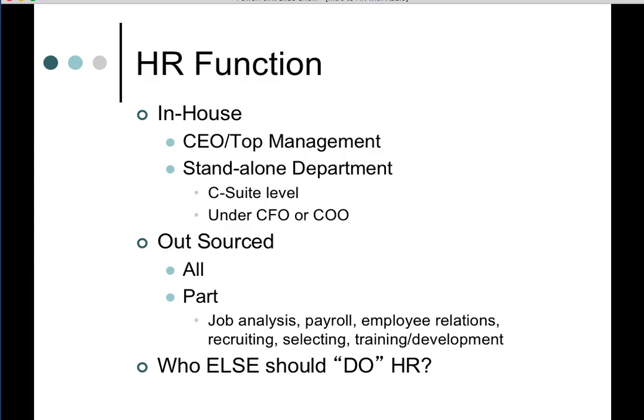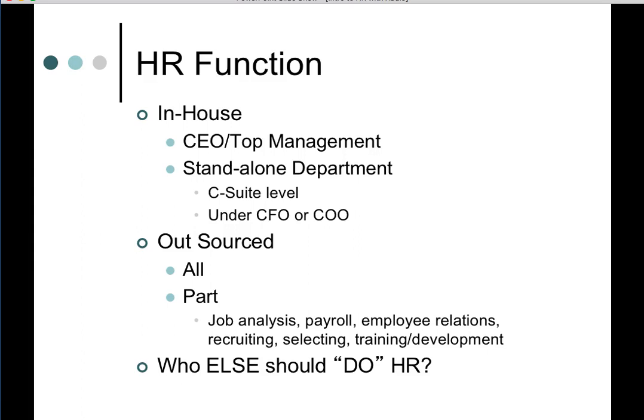What's more common is outsourcing part of the activities, things like recruiting and selecting. Employment agencies will do all the recruiting and the pre-selection of potential employees for jobs. You pay them a fee and then they find job candidates for you.